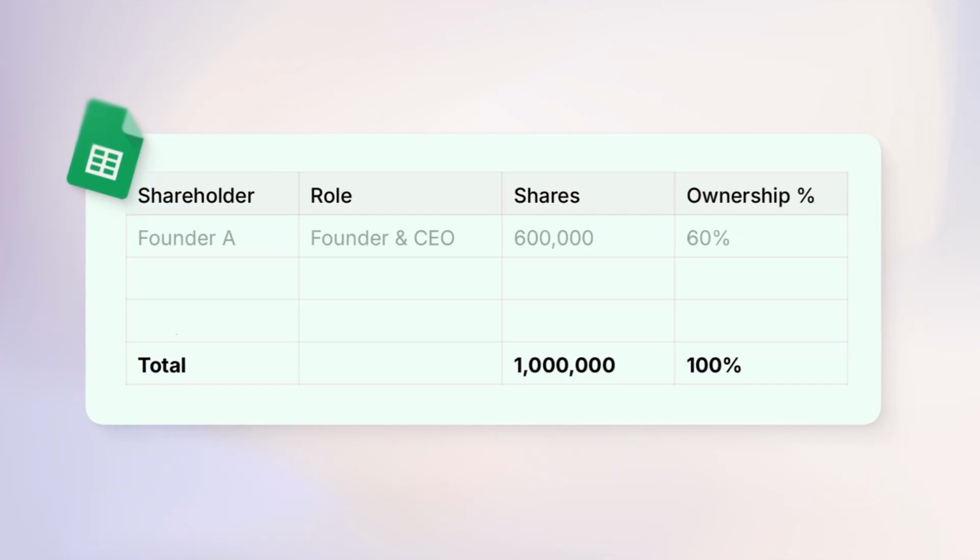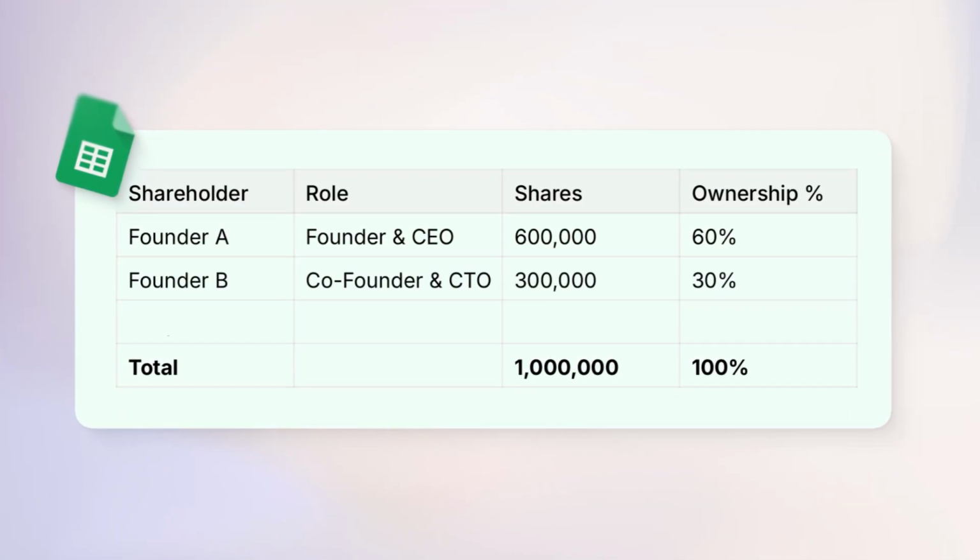So for example, let's visualize founder A owns 60%, founder B owns 30%, and early investor owns 10%. Boom, that's your cap table, clean and simple. But as the company raises more money in more rounds, that table changes drastically and it could become a gigantic monster. So how does it change?